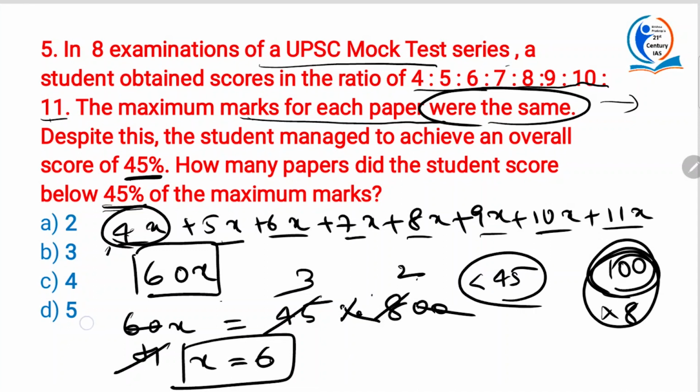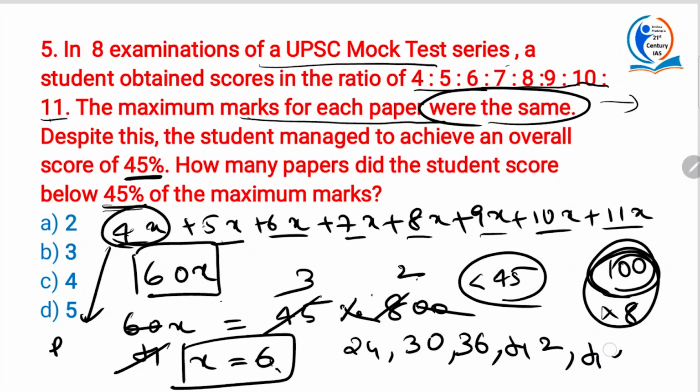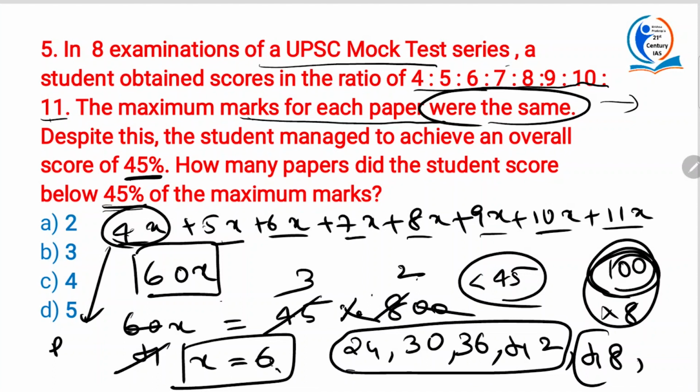Now 6 fours are 24. This paper 1, what is the score now after finding the value of x? In paper 1, he scored 24. In paper 2, it is 30, 5 into 6 is 30. In paper 3, 6 into 6 is 36. 6 into 7 is 42. And 6 into 8 is 48. So here only the fellow with 8x has a score above 48, so all the other numbers also will be below.